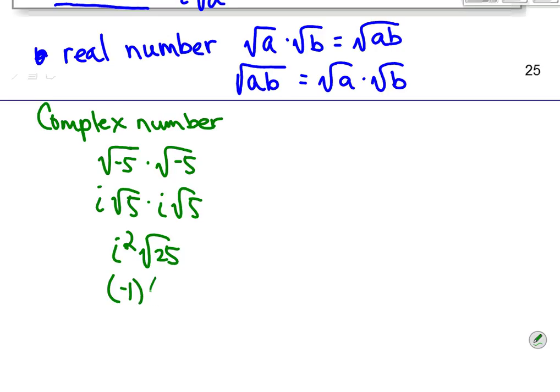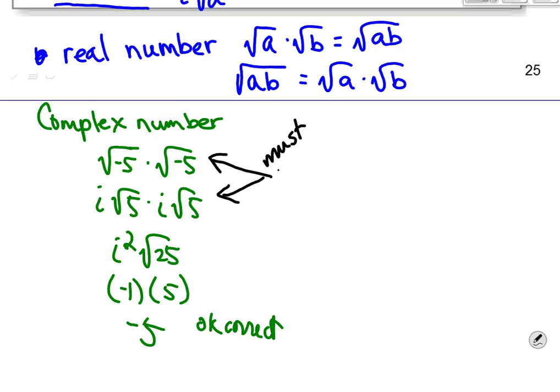And then that's -1 times 5. So the answer to that is -5. And that is okay, and that is correct. I am just going to point out that you must take out the i first, before multiplying.